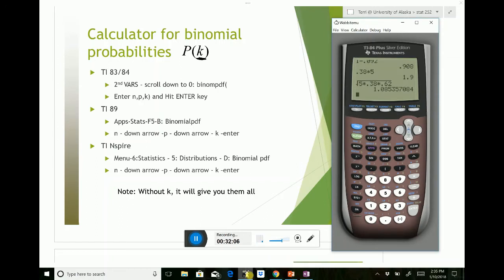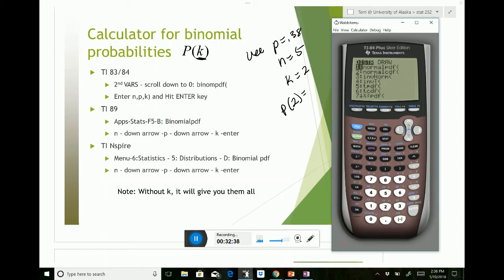Let's use my undeclared voter example, with p equals 0.38, n equals 5, and let's say we want to verify when k equals 2. So the probability that exactly 2 of the voters were undeclared. What we're going to do is go second vars. You see this DISTR that's right in here where my little wheel of death is? The DISTR, that's what we want to go to.